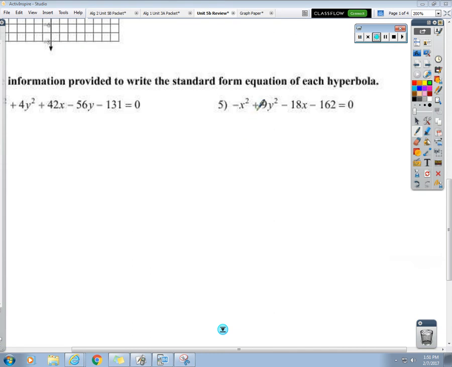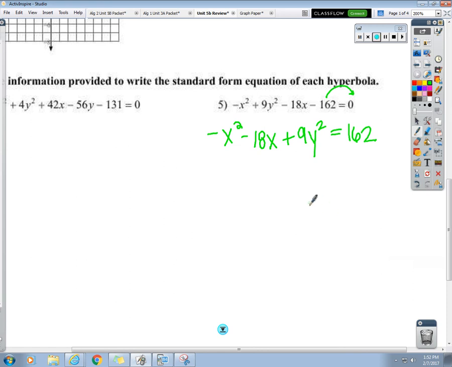All right, this one was actually a little bit easier because you didn't have anything to group with that 9y squared. So it made it a little less work. You had to group the x's. There was nothing to group with the 9y squared, and then you had to add the 162 over to the other side. Okay, then at this point, you've got to really pay attention.